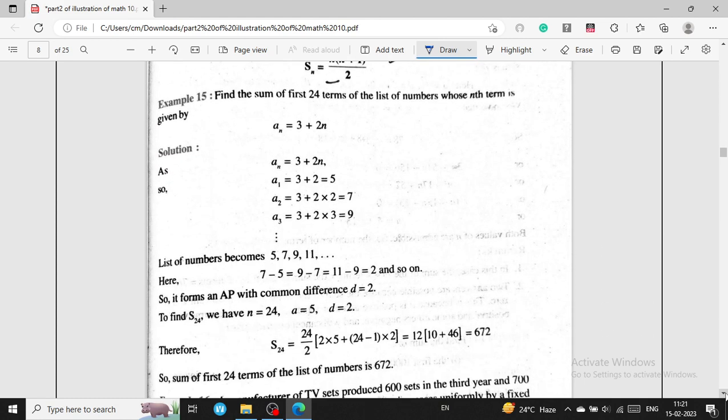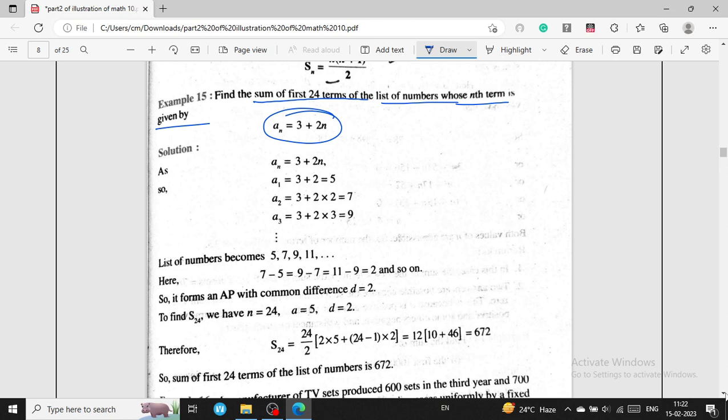Now in the next question, find the sum of first 24 terms. We have to find the sum of the first 24 terms of the list of numbers whose nth term is given. We have been given only this statement, and first of all we have to find the AP series. Then we will find S24.